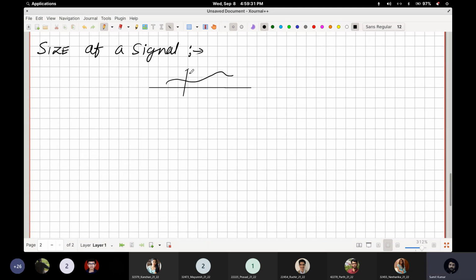Okay. Isn't it? So a signal is kind of a waveform only. So how can we represent this by one number only? One measure can be area, isn't it? You compute the area under the curve, right? But then you see that a sine wave, which exists from minus infinity to plus infinity, has an area equal to zero, isn't it? Positive area is going to cancel out negative area.